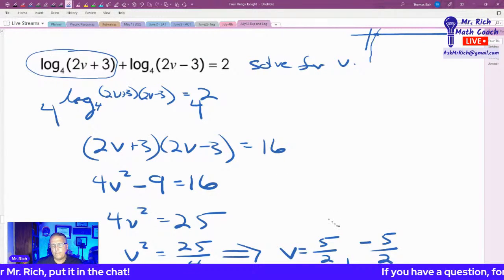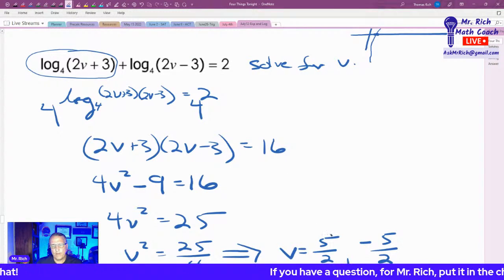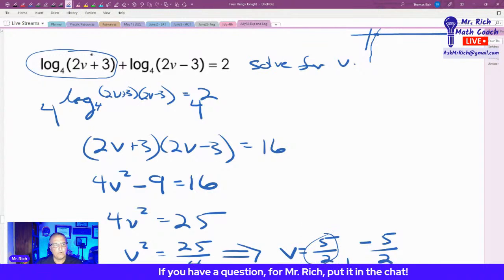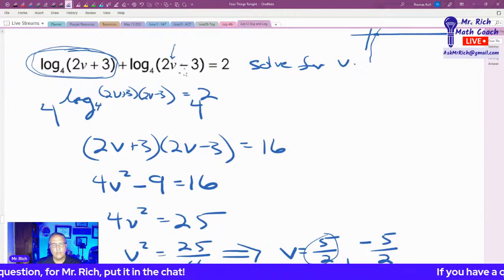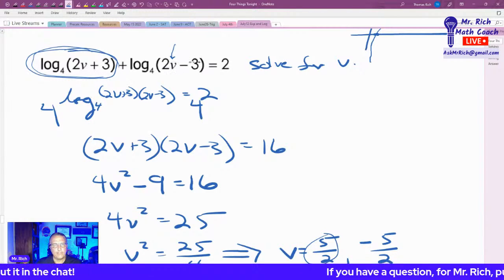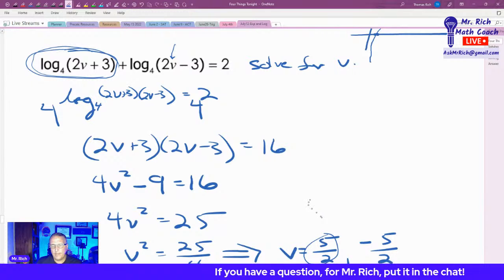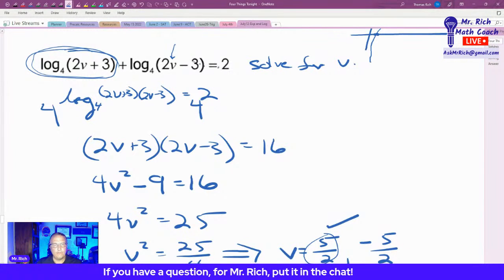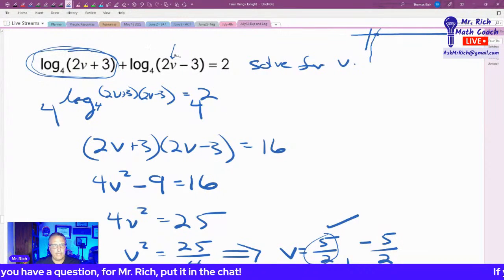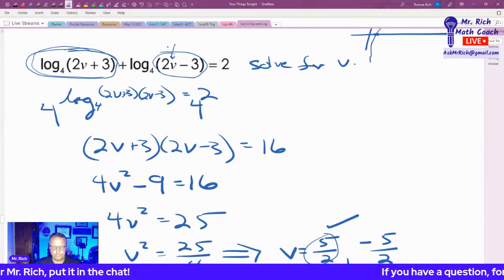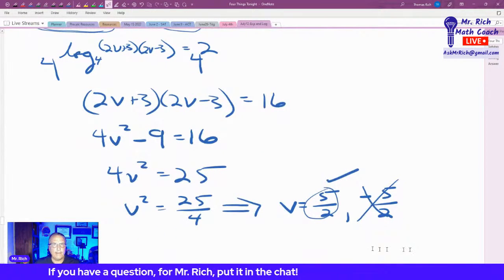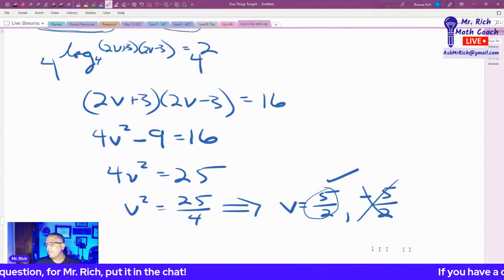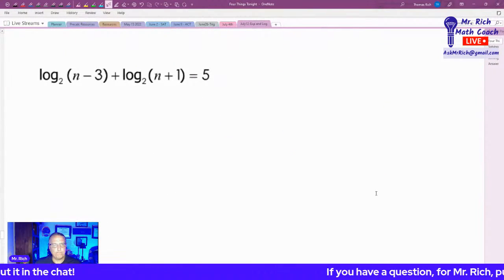So let's try 5 halves here. That's not going to be a problem with this logarithm. When I put 5 halves in here, 2 times 5 halves is 5, 5 minus 3 is 2, no problem. I like 5 halves, but negative 5 halves is going to give me a negative argument right here, and so I have to reject that as a solution. My only solution here is 5 halves. All right, let's continue.